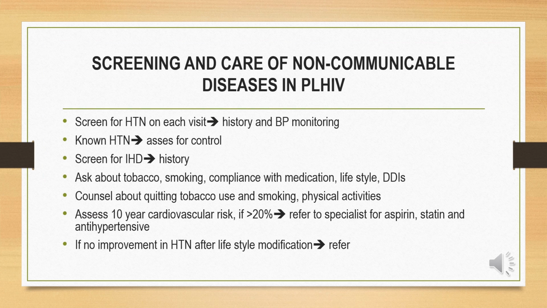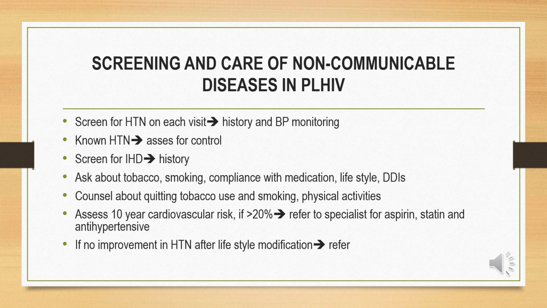Every visit, screen for hypertension. If your patient is not already known to have hypertension, you have to take the history and monitor their blood pressure. If your patient is already known to have hypertension, assess the control of hypertension on current medication and their compliance with medications, and screen the patient for ischemic heart disease through history. Also inquire about the risk factors which are known to cause ischemic heart disease and poor control of hypertension, like smoking, tobacco usage, and their lifestyle habits.